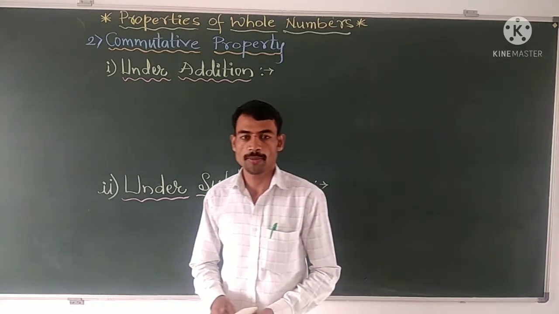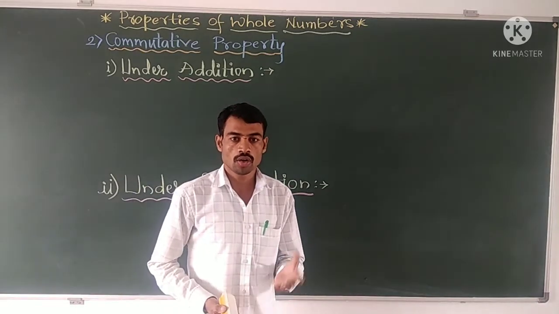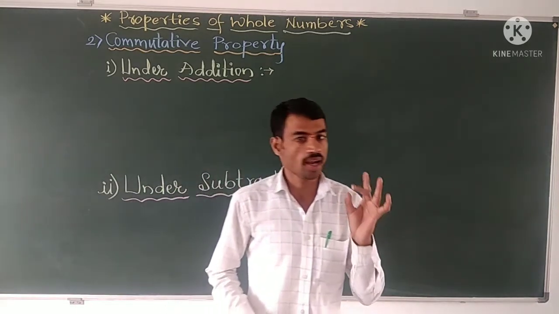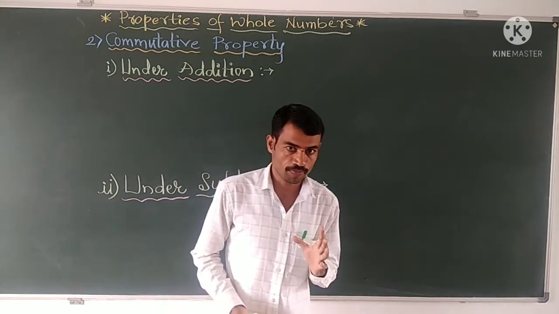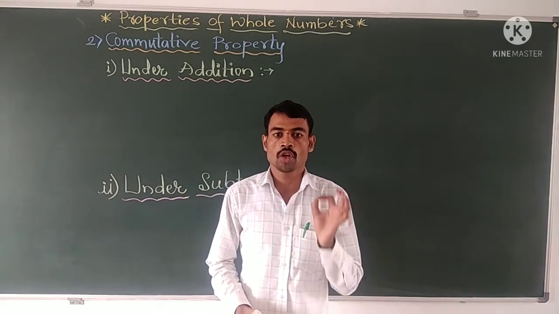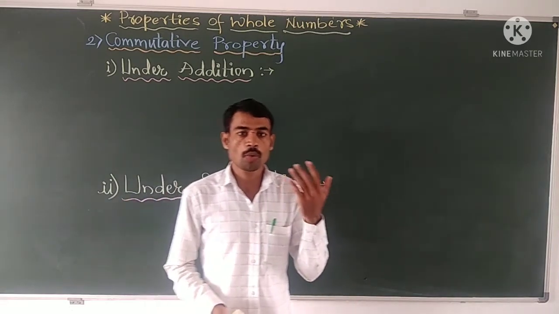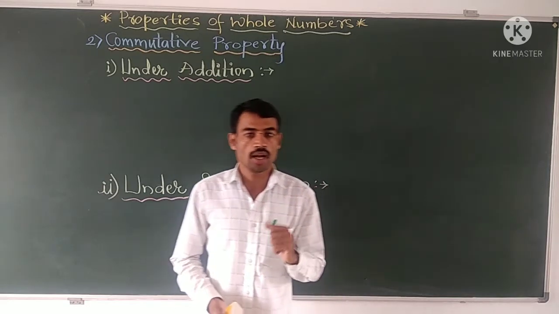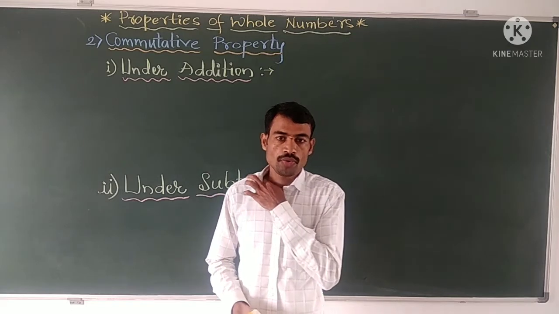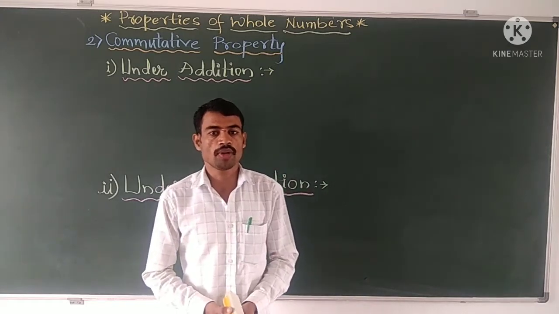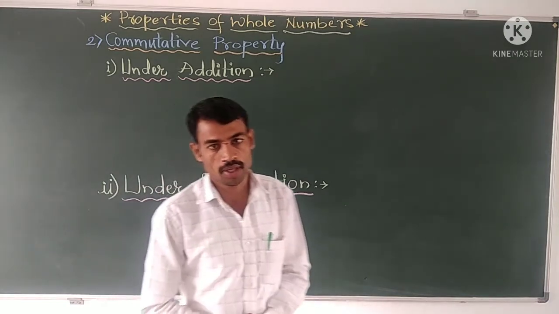Dear students, in the previous class we discussed the first property on whole numbers, integers and rational numbers, that is the closure property. Clear? So what have we discussed? The closure property of whole numbers, closure property of integers and closure property of rational numbers. Clear? Now we have to discuss the second property, that is the commutative property.